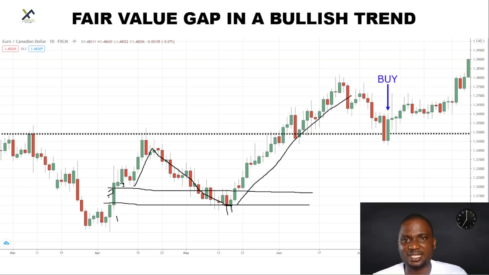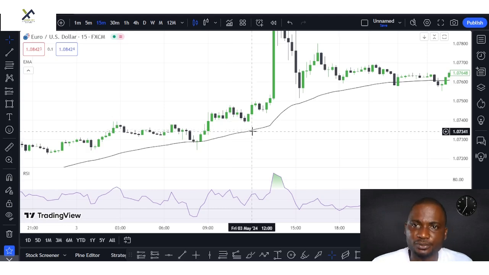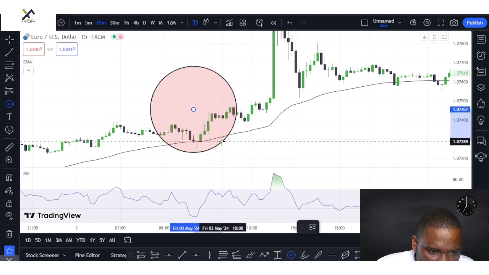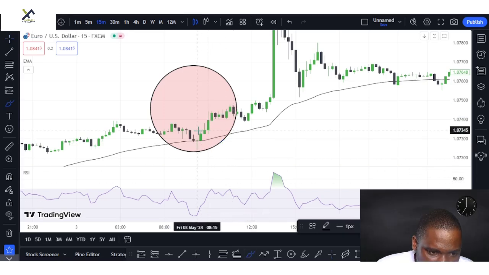Now let's go to the chart as we see live applications of this on how we can use the fair value gap. Okay, now let's look at the chart. You can see that on this place we can spot a fair value gap. We have candle 1 here, candle 2 here, and candle 3 here.